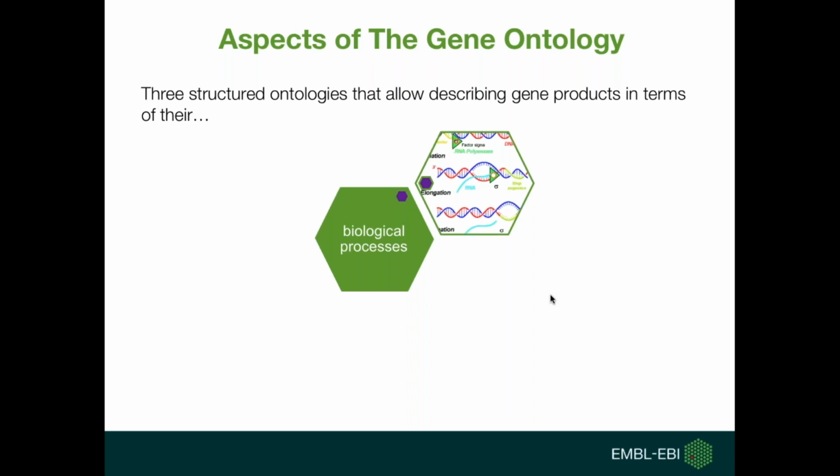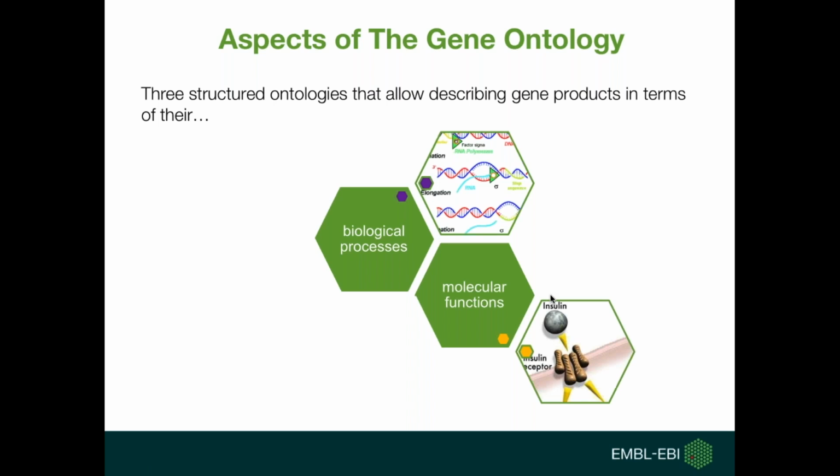The gene ontology tries to capture pretty much three things. These are the aspects of it, and they're structured ontologies that can capture the biological process that a gene product may be involved in, and we refer to gene products typically as RNAs, proteins, or protein complexes. The other thing that we try to capture in the gene ontology is a molecular function. So we can say that something is involved in protein phosphorylation, that would be its biological process, and its molecular function would be kinase activity.